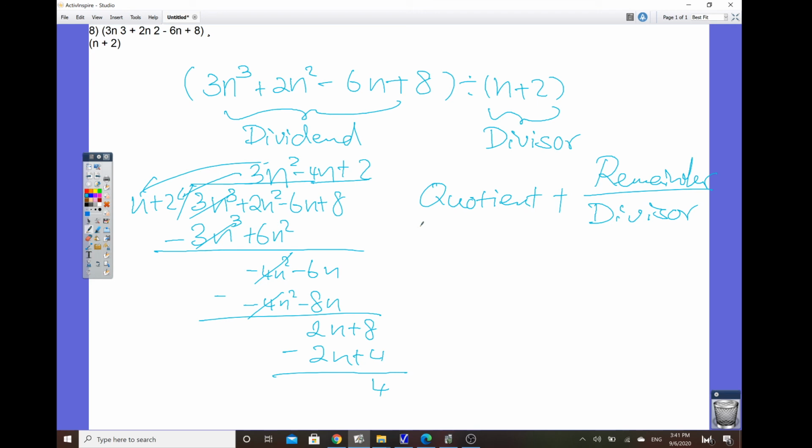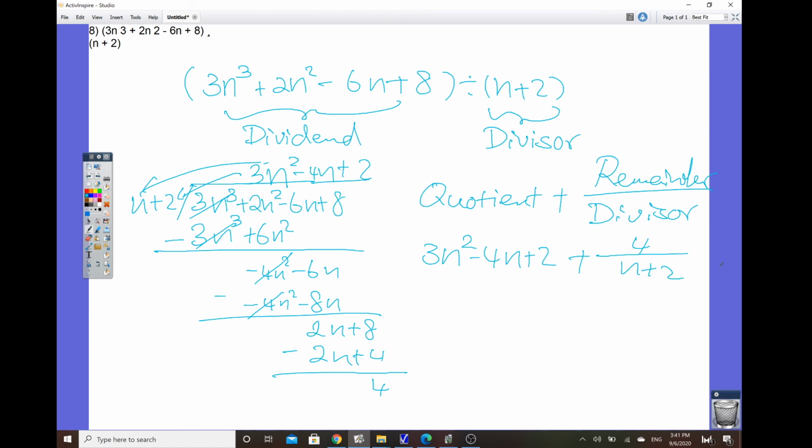If you just recall what you did in Algebra 1, the quotient for this one is always the top part right here, which is what? 3n squared minus 4n plus 2. It's a quadratic trinomial. And then the remainder, which is what? It's a constant, 4 over the divisor, n plus 2.